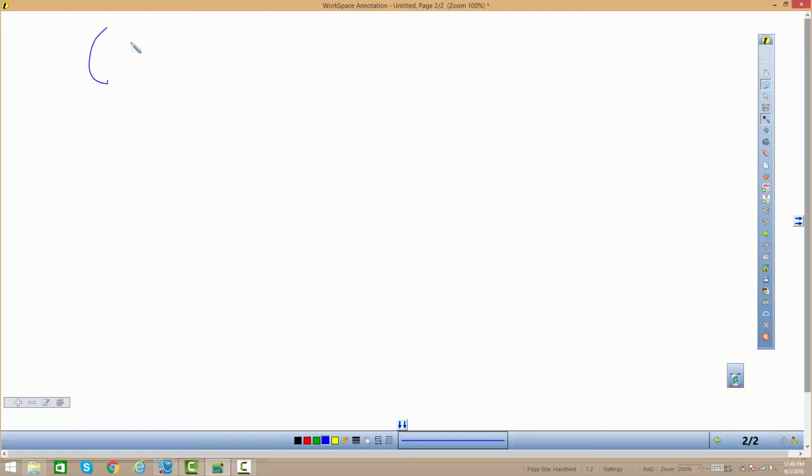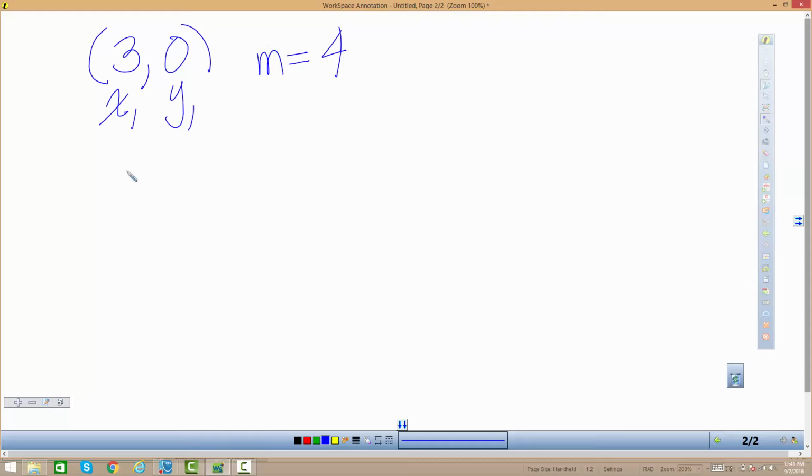So I know I have the point 3, 0. So that's an x coordinate and a y coordinate of my function. We got the derivative at x equals 3 was 4. So that's a slope. If I want to write the tangent line to my function at x equals 3, y equals 0, the best way to do that is using the point slope form.